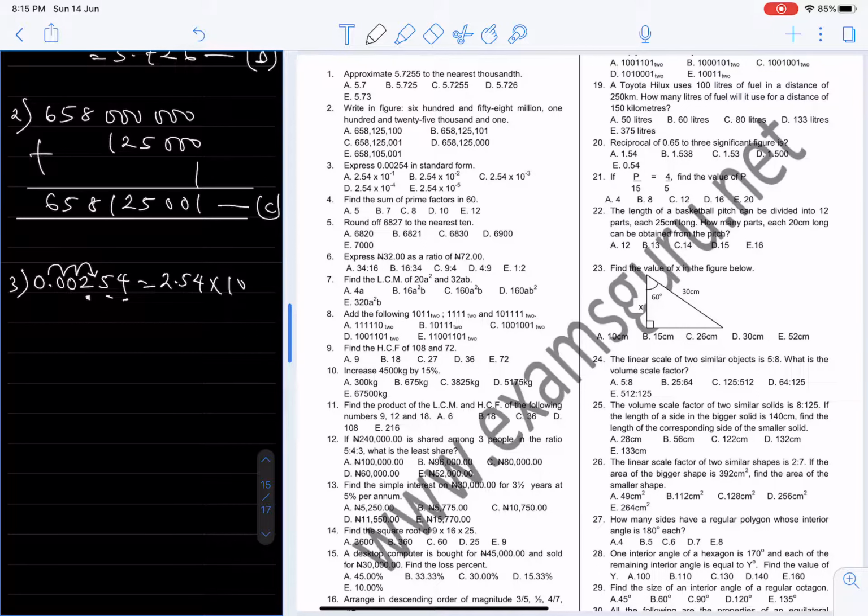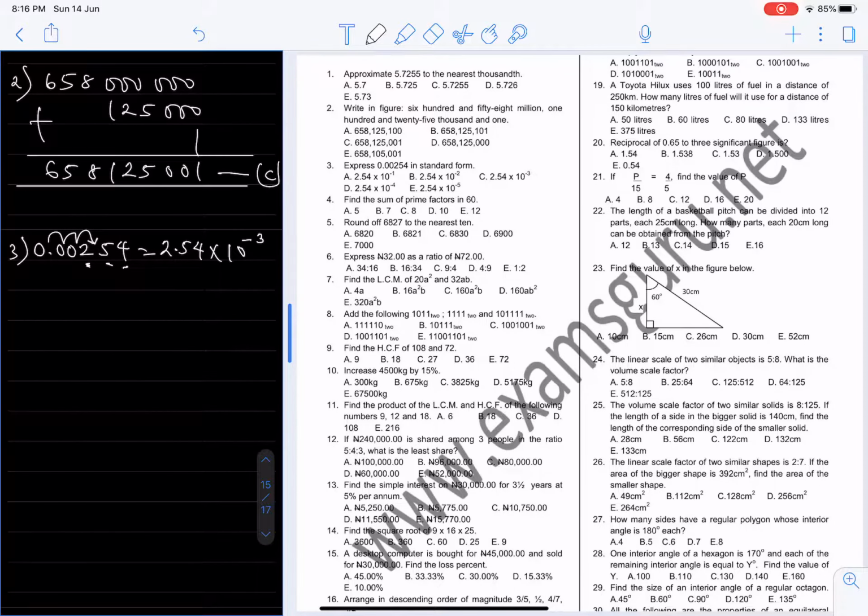2.54 times 10 raised to a power. When you move the decimal forward for the decimal point to be in front of the first significant figure in the number, the power of 10 will be negative. And when you move backward, the power of 10 will be positive. Here I moved forward and I did so 3 times. So the power of 10 will be negative, and the number of times I moved is what it will be. That's -3. And the correct option to that is 2.54 times 10 to the minus 3. The correct option to that is C.